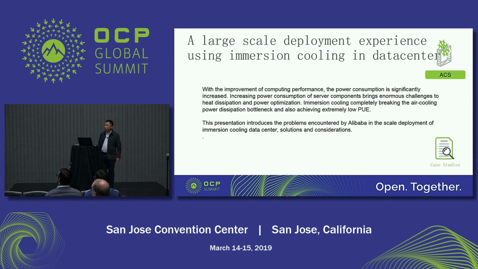With the improvement of computing performance, the power consumption is significantly increased. Increasing power consumption of several components brings enormous challenges to heat dissipation and power optimization. Immersion cooling completely breaks the air cooling power dissipation bottleneck and also achieves extremely low PUE. This presentation introduces the problems encountered by Alibaba in the large-scale deployment of immersion cooling data center solutions, and considerations.